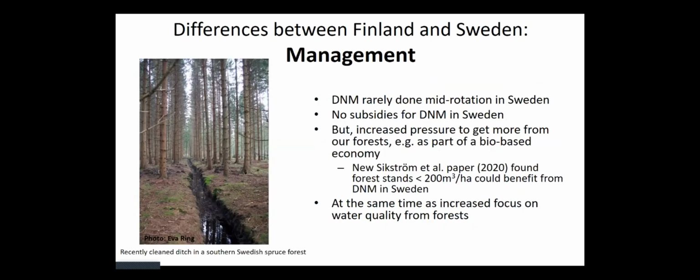And like I said, ditch network maintenance is rarely done mid-rotation in Sweden, but there are always exceptions, of course, as in the picture here. And there are currently government subsidies for ditch network maintenance in Finland, but not in Sweden. But there is an increased pressure to get more from our forests as part of a bio-based economy, so perhaps this is coming. For example, Ulf Sikström has a new paper with others that found that forest stands with less than 200 cubic meters per hectare could benefit from ditch network maintenance in a Swedish study. And all of this is at the same time that there's an increased focus on water quality from forests. So it's a very difficult balance.